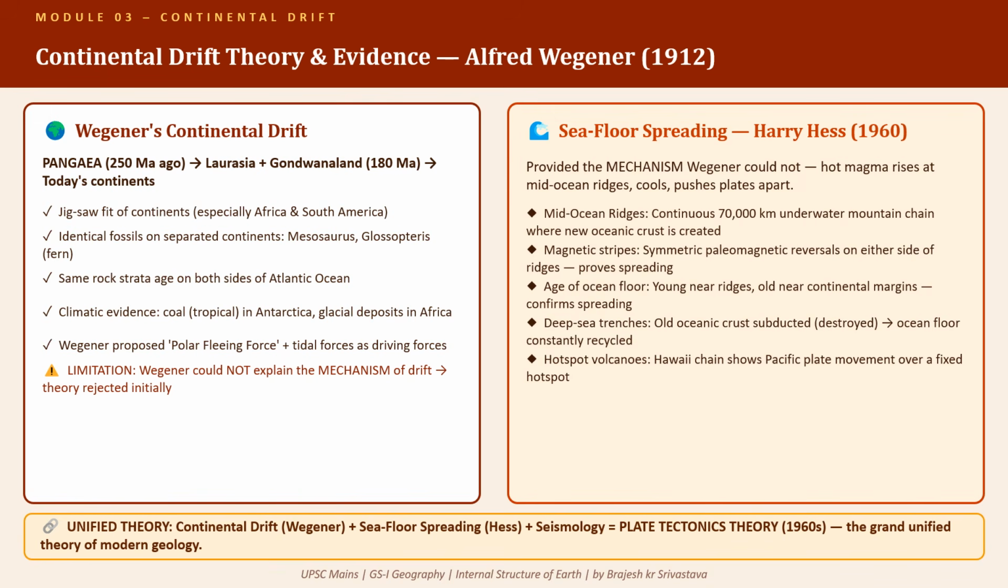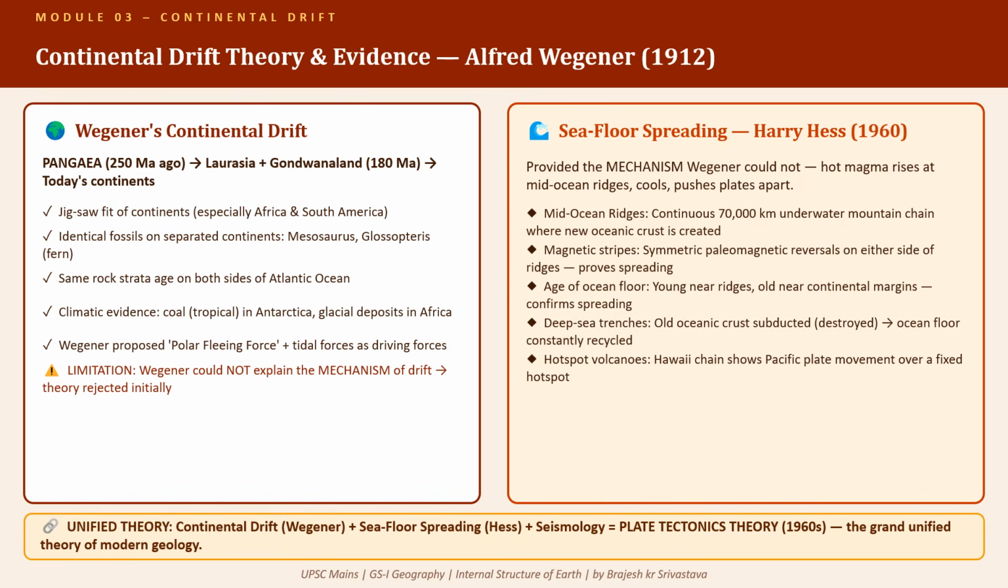The story of plate tectonics begins with a German meteorologist named Alfred Wegener, who in 1912 proposed the most revolutionary and, at the time, most ridiculed theory in geological history: continental drift. Wegener looked at a world map and noticed something remarkable. The eastern coast of South America fits perfectly into the western coast of Africa, like two pieces of a jigsaw puzzle.